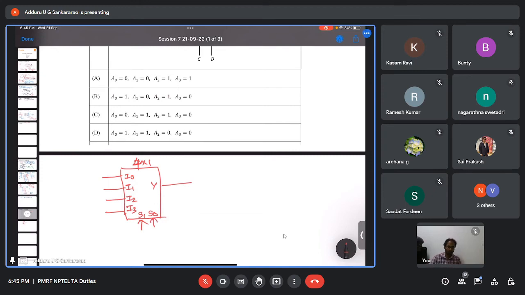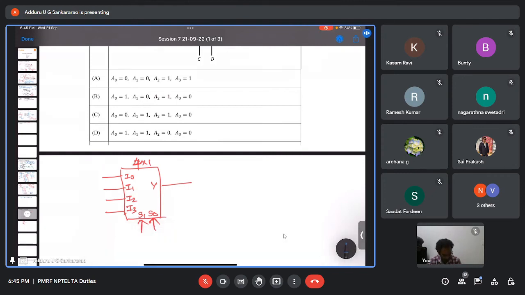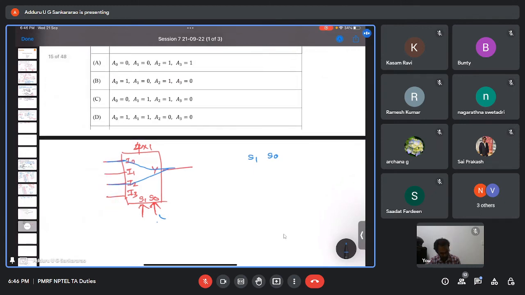Now we have data coming from all the inputs and we have only one output. Based on the values present on the selection lines, any one of the inputs is selected and connected to the output. So either I0 is connected to the output, or I2, or I1, or I3 is connected, based on the selection lines. Let us say the selection lines are S1 and S0. In selection lines also you have MSB and LSB. Here S1 is MSB and S0 is LSB.